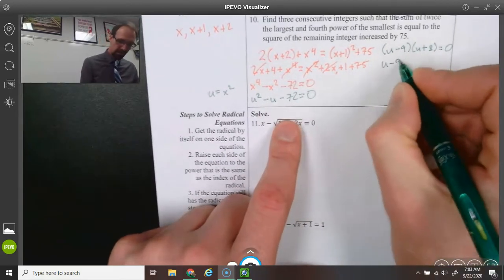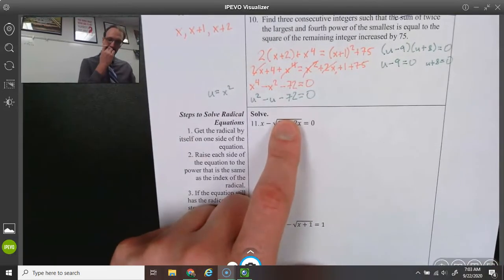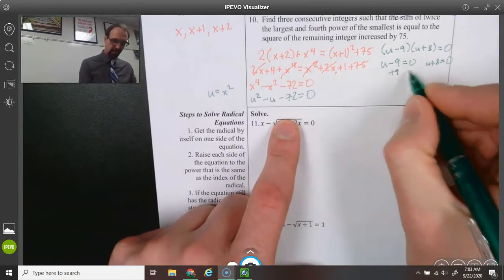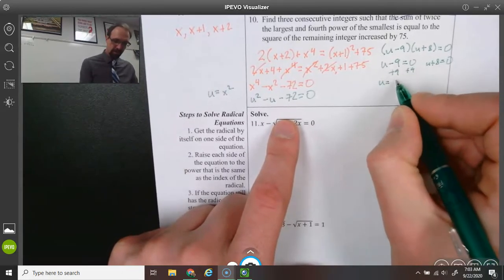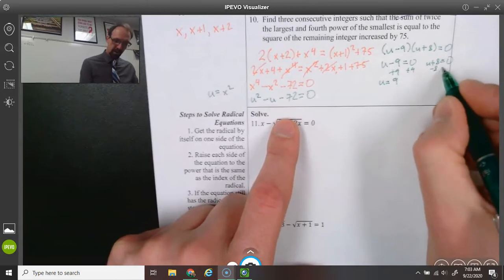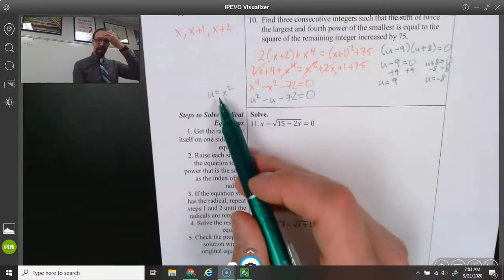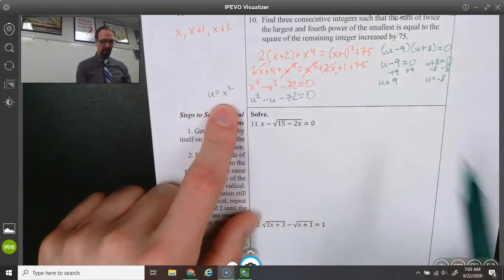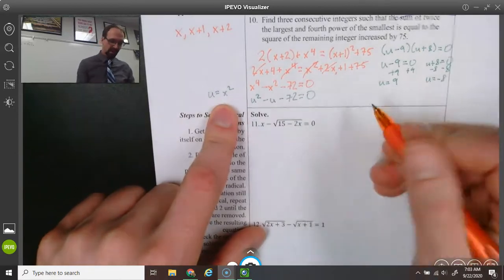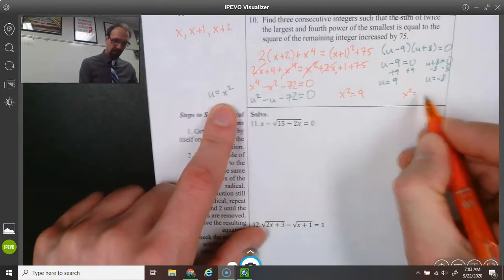So u minus 9 equaling 0, u plus 8 equaling 0. If I add 9 on both sides, I get u equals 9. Subtract 8, u equals negative 8. Now, because we want to find out what x is, not what u is, we're going to take x squared and substitute it back in. So I have x squared equals 9, and x squared equals negative 8.